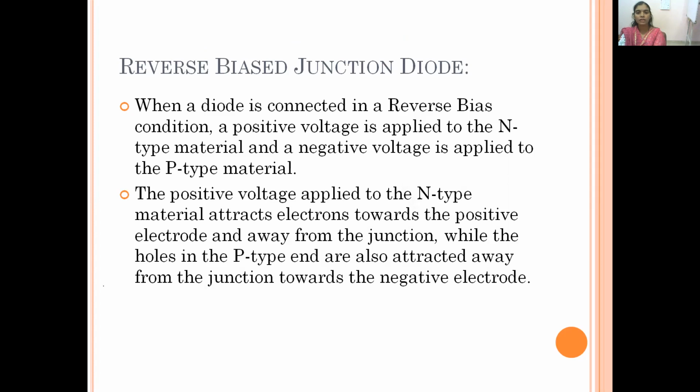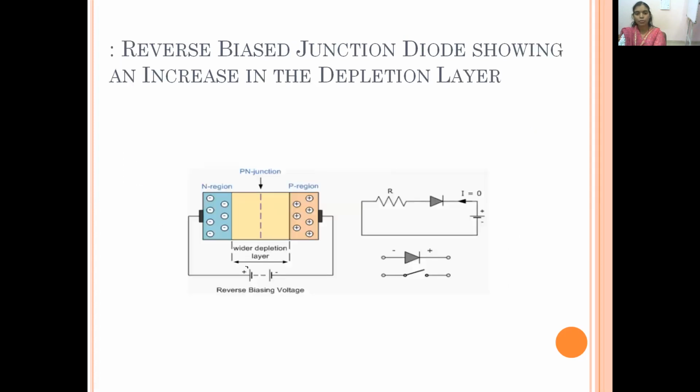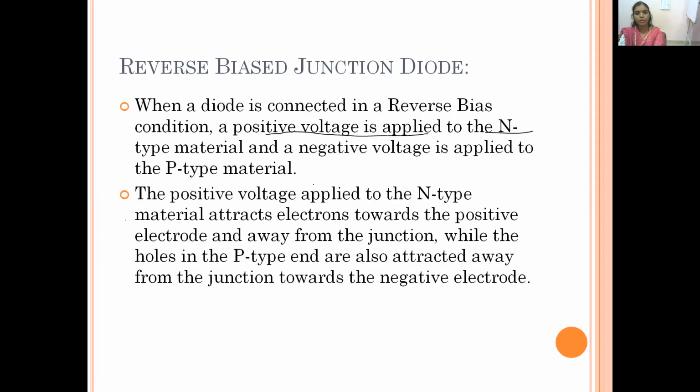When the diode is connected in reverse bias condition, positive voltage is applied to the n-type. See in the diagram, positive voltage to the n-type and negative voltage applied to the p-type. Positive in the n-type and negative in the p-type region. The positive voltage applied to the n-type material attracts the electrons.